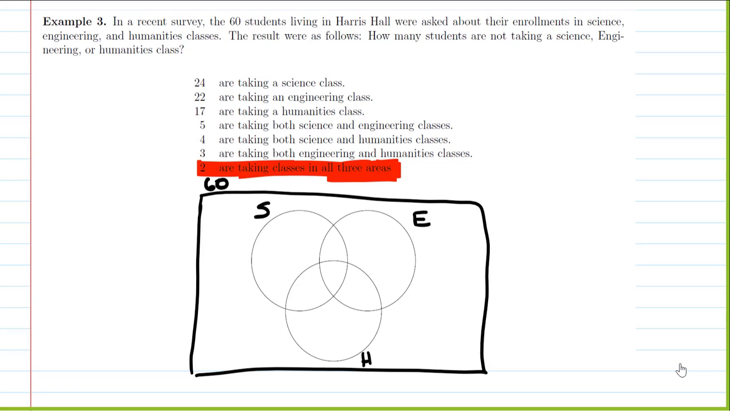Yeah, but go to the very bottom. We know 2 are taking all 3. Okay. So that's what goes in the very, very center, because that's the and of all 3 of those.